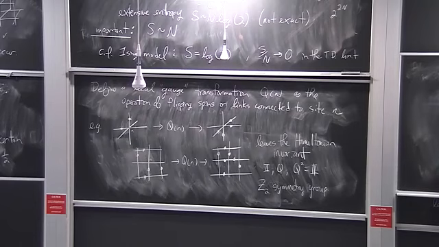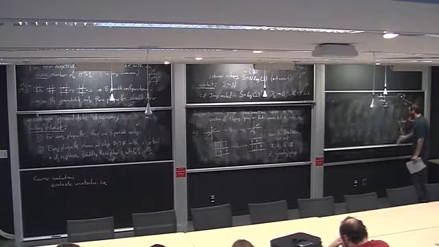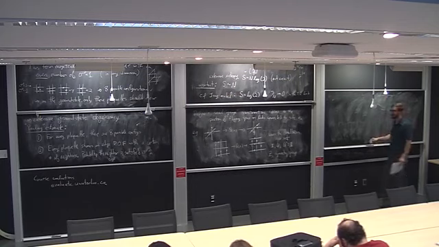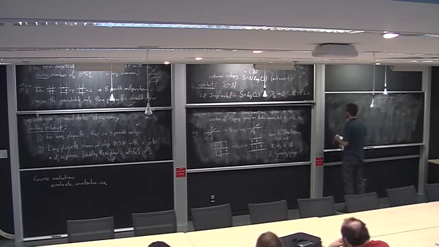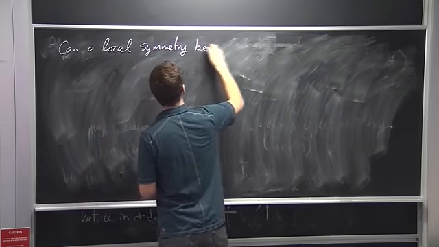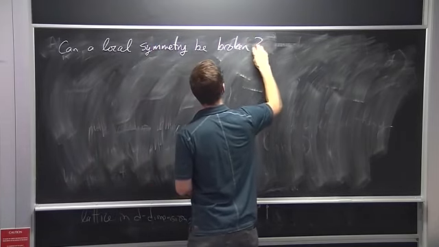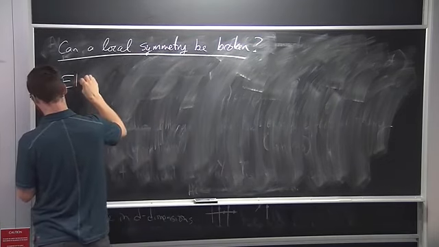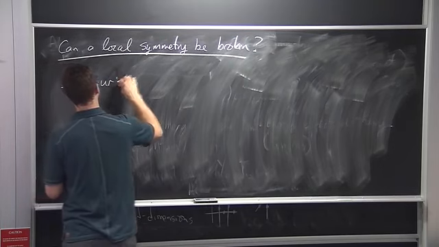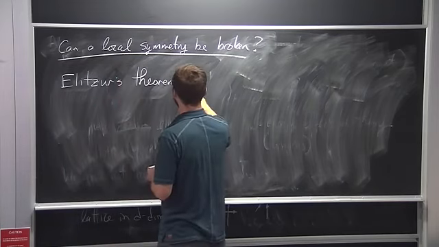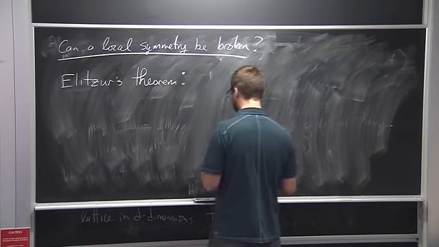So you can ask the question, if you have this symmetry, can you expect to break a global symmetry in the ground state, like spontaneously? I'll just tell you the answer. The answer is no. It's called Elitzur's theorem. That's an awesome name. A local gauge symmetry cannot be spontaneously broken.